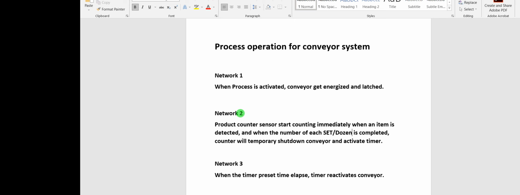So network two is responsible for a product counter. A sensor will be there for counting the number of products that we are producing, also counting the number of finished products that is going to be stored in the warehouse. Okay, so that is for network two. Network two, let me read it now.